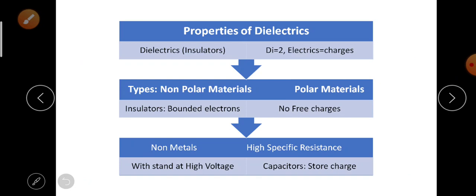Properties of dielectrics. Dielectrics are known as insulators. Types of non-polar materials and polar materials. Insulators have bound electrons. Polar materials have no free charges. Non-metals can withstand high voltage and have high specific resistance.